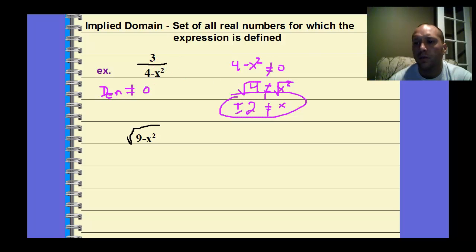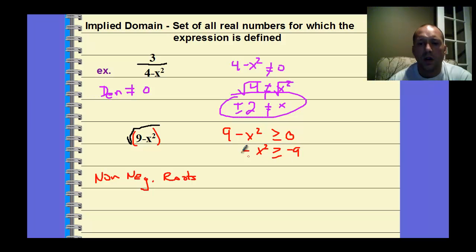For the second one, when we're dealing with even roots, we want non-negative quantities under the root. So what values of x make this quantity less than 0? It can't be that. Or we want this quantity to be greater than or equal to 0. So we can set that greater than or equal to 0 and then solve that. So if I subtract 9, I want to divide by negative on both sides, and I did it in this order to make sure you realize that when you divide by a negative, you flip the sign here. So we have x squared equals 9.